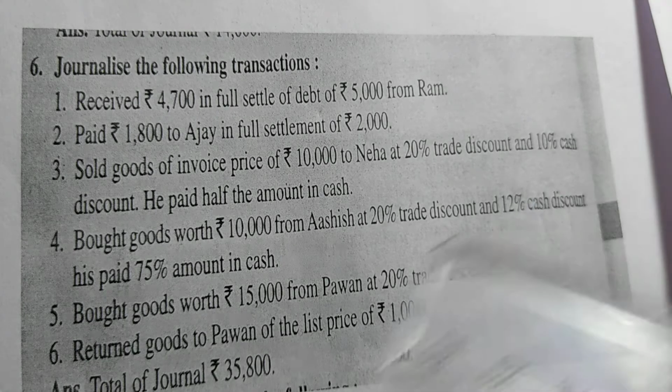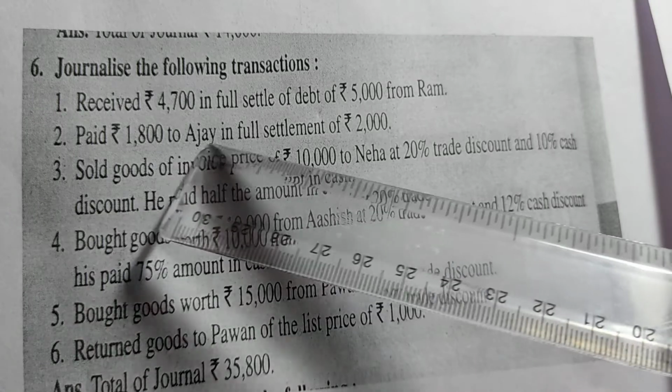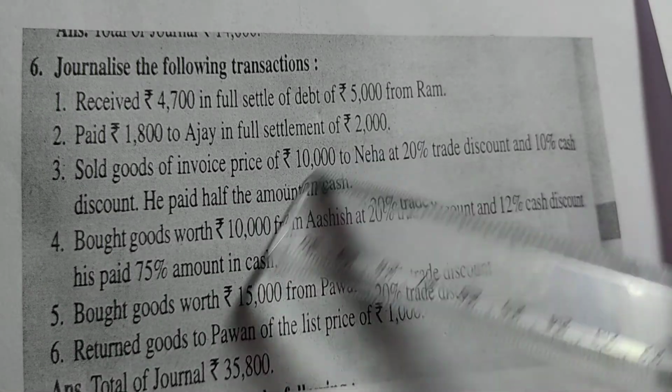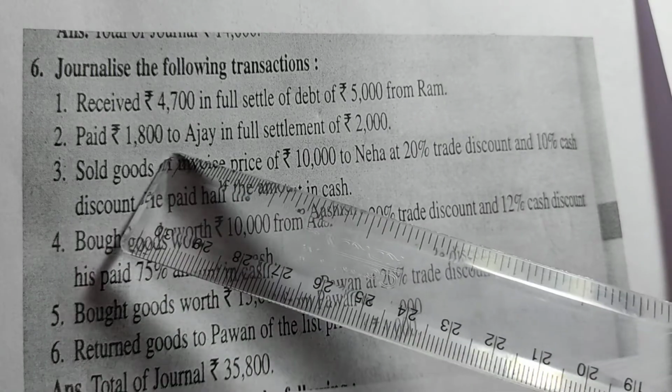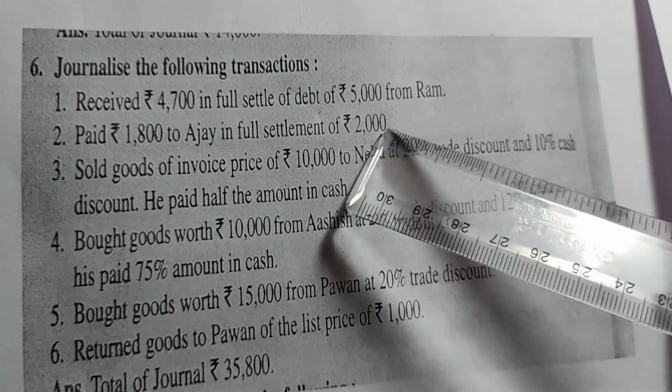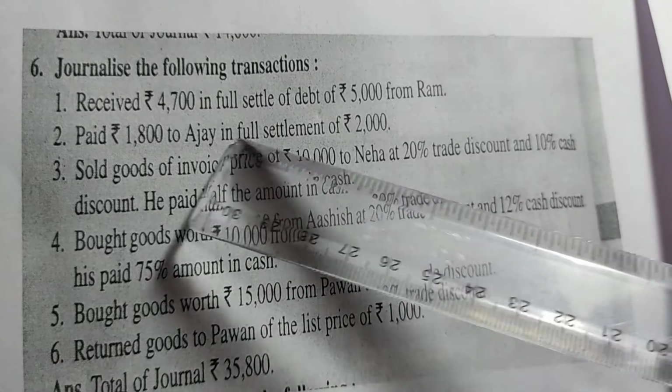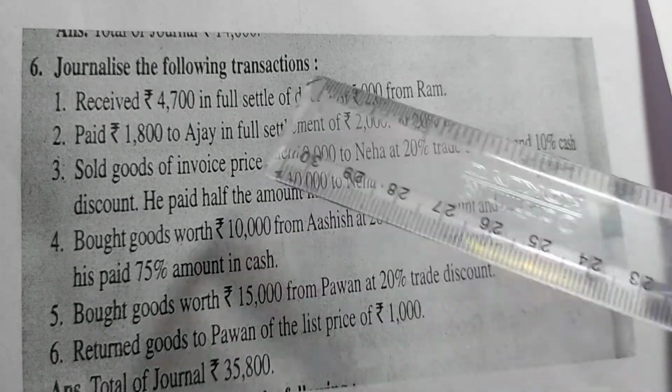Now let's see the next entry. Paid rupees 1,800 to Ajay in full settlement of 2,000. That means we have to make payment of 2,000 to Ajay, but we only paid 1,800. That means 200 we are receiving as discount. Since full settlement is given, the difference amount is discount.